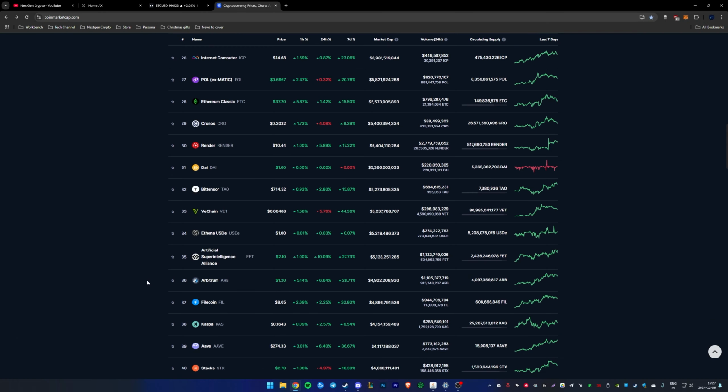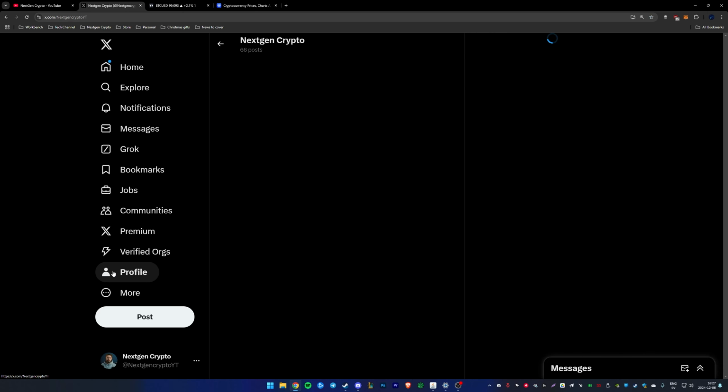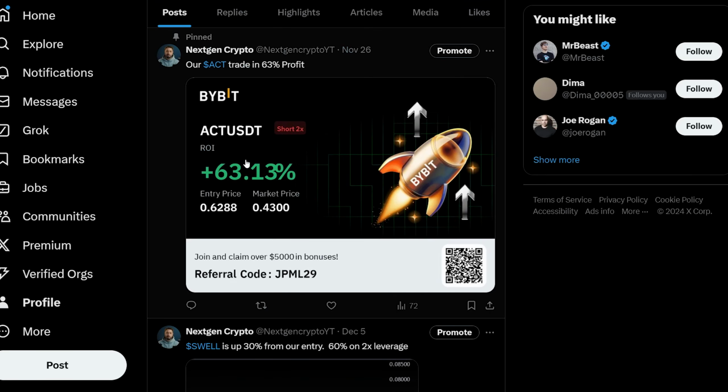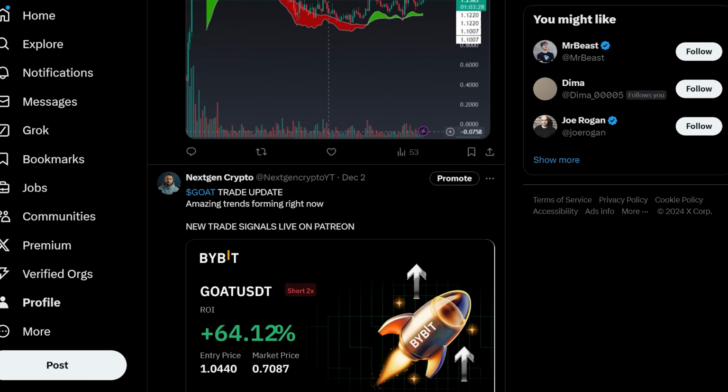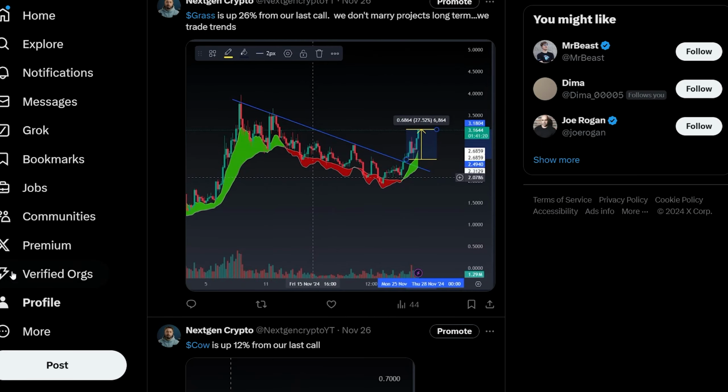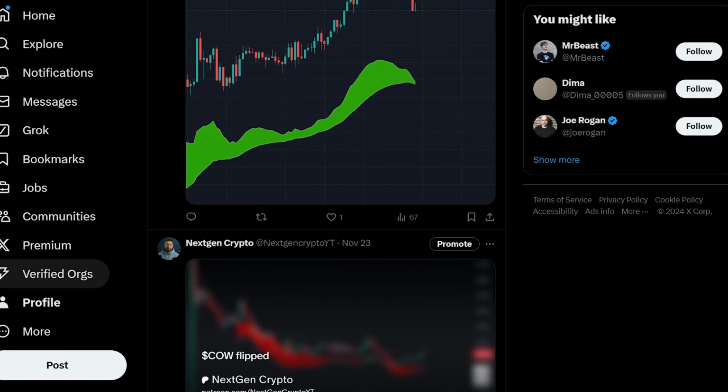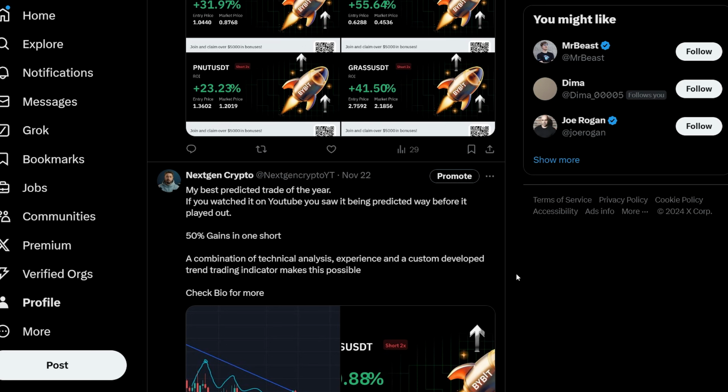Let's talk about a recent project that I personally traded here as well. We can see here on my X account is ACT, 63% gains trading that. GOAT as well, 52%. Peanut, GOAT, so many trades. I think we have a nice trade on grass as well. Many good trades coming from these shit coins and meme coins using this strategy that I'm about to share in this video.